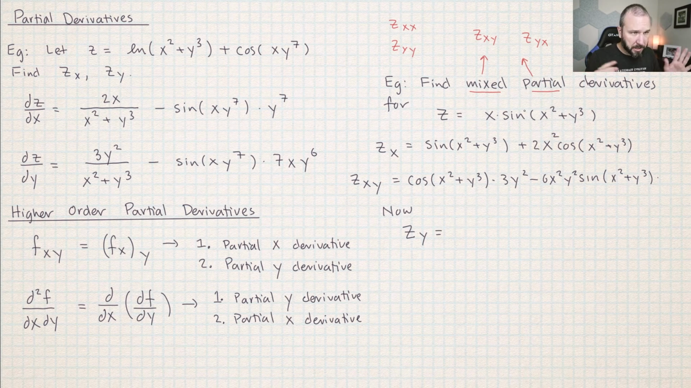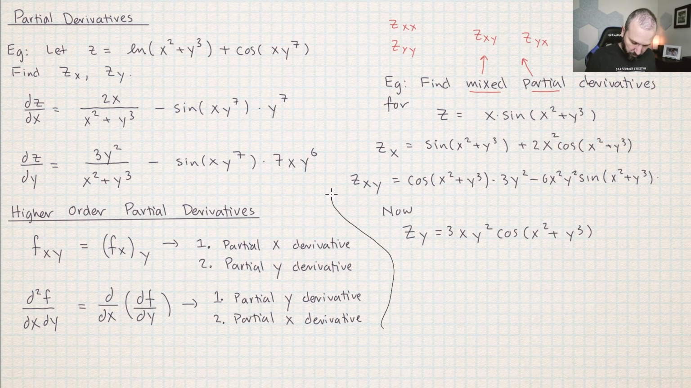I'm not going to need any product rules or anything. So there's an x in front, and x is a constant, so you just leave it alone. Now the derivative of sine is cosine of x squared plus y cubed. And now y is the variable here, so when I multiply by the derivative of the inside, I'm going to get a 3y squared. So I'll probably move that out front and then start calculating the x partial derivative of this.